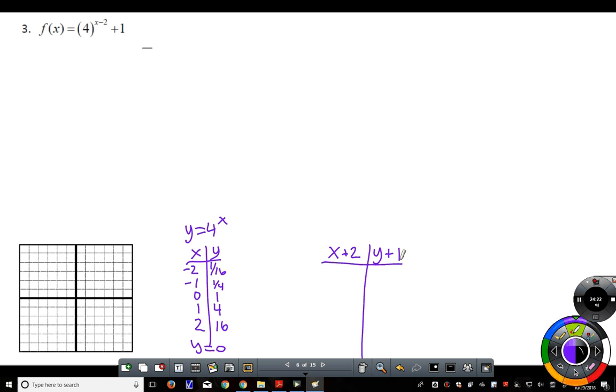And then I'm going to take all of these and add 2 to them to shift them right 2. So this will be 0, 1, 2, 3, 4. And then for my y values, I'm going to take them and add 1 to all of them to shift them up 1. So 1 and 1/16. Again, I'm able to get these quickly because they're the same sign. 1 plus 1/4 is 1 and 1/4. 2, 5, 17.